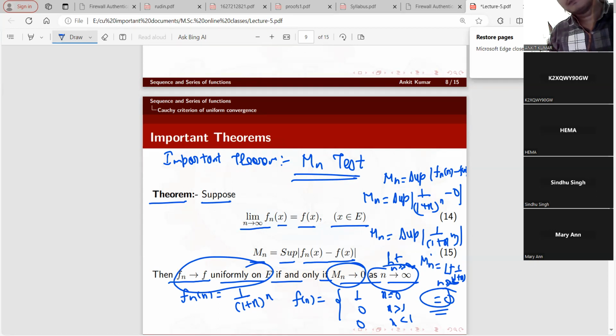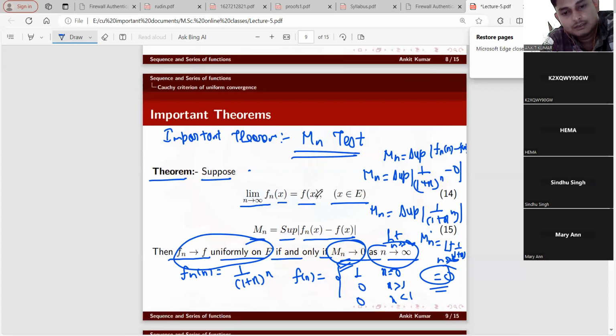So from this result, if n tends to infinity, then M_n goes to 0, and that is why f_n tends to f uniformly. So this is the basic concept, because we obtain M_n as a type of sequence. Basically, we check the nature of M_n. If M_n tends to 0, then it is uniformly convergent. If M_n does not tend to 0, then it is not uniformly convergent. So this is a very important theorem, the M_n test. By using this test, we find out the convergence of a sequence of functions.